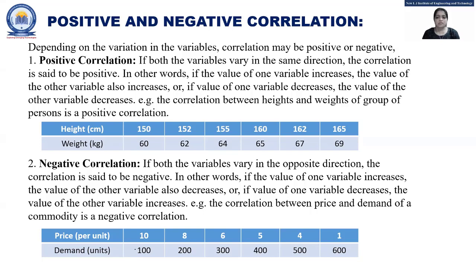Here the example is the correlation between the price and demand of a commodity, which is a negative correlation, right? So it is the example, you can check easily. Here when one variable decreases, at that time the other variable, demand, increases.